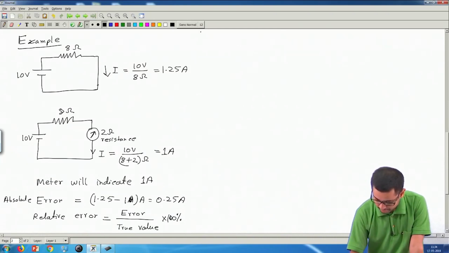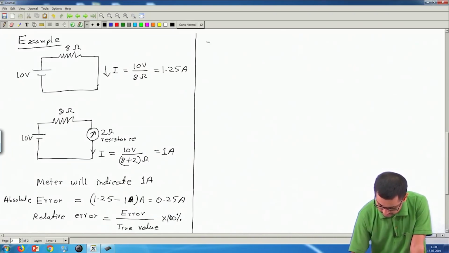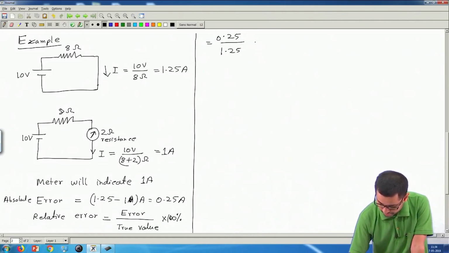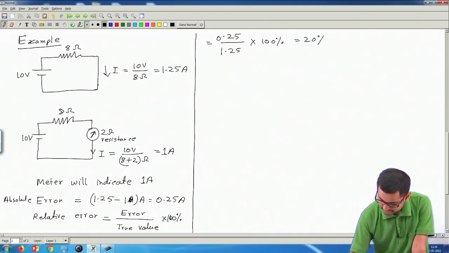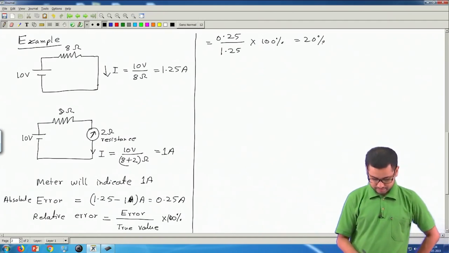So, this will come out to be 0.25 divided by the true current, which was 1.25. So, this is like 1 over 5. So, this is 20%, which is quite large in this case.